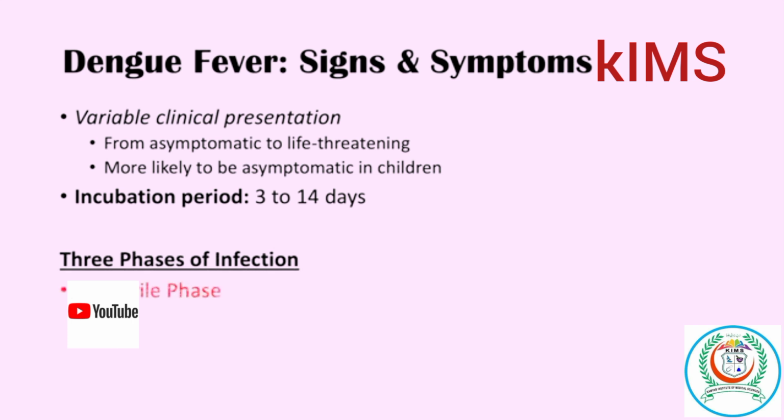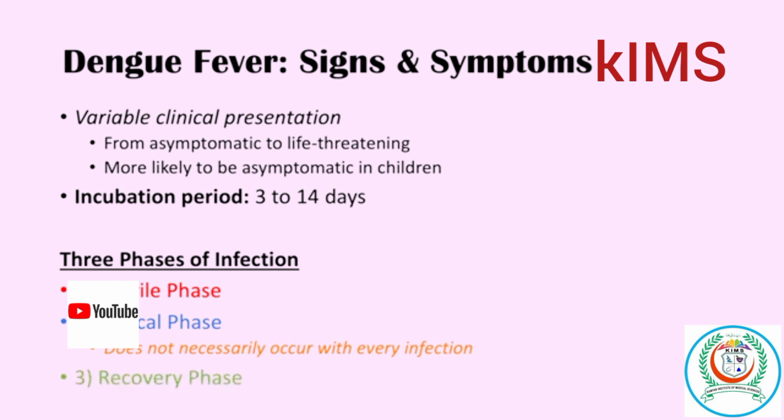And there are actually 3 phases of infection I'm going to talk about here in the next few slides. The first phase is the febrile phase. The second is the critical phase. And the critical phase doesn't necessarily have to occur in every infection, but we'll talk about what are some of the risk factors for getting this critical phase. And then the third phase is the recovery phase. So each of these phases has different signs and symptoms and different clinical outcomes.